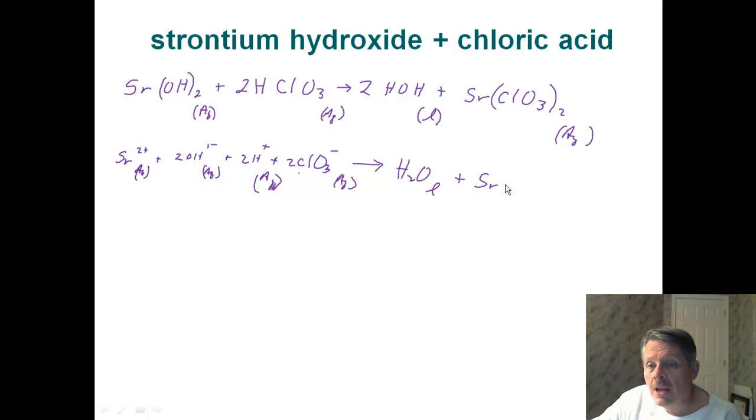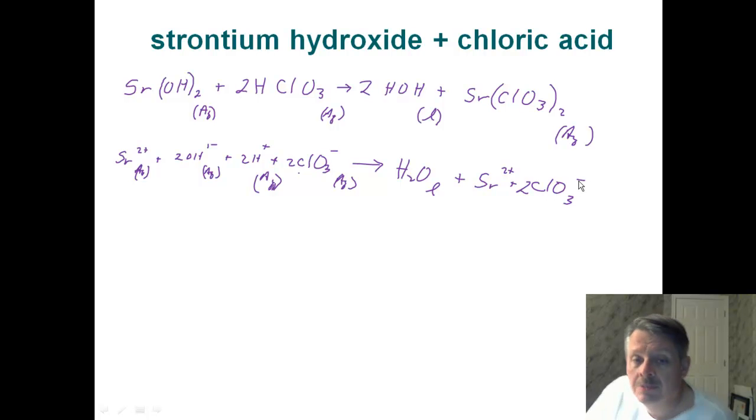And we still have some other stuff that's aqueous over here, which is strontium, which is a 2 plus. And chlorate, notice we're not breaking up the chlorate because it's a thing. Chlorate is a thing. There are 2 of them, and each one has a -1 charge. Okay, and let's see, strontium is still aqueous on this side, and chlorate is still aqueous.